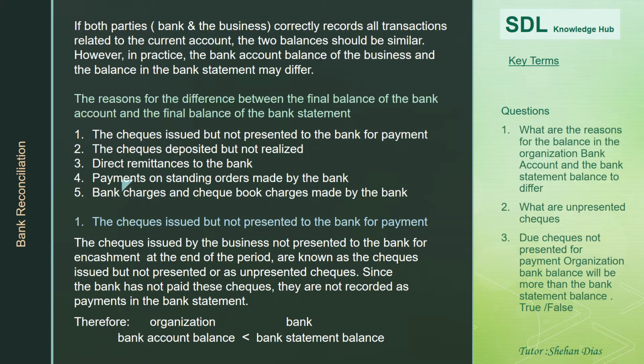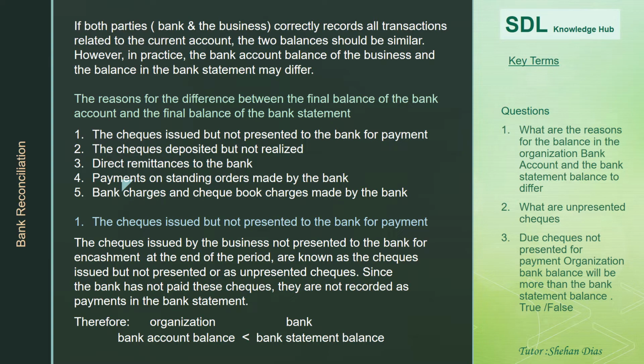Number 1, checks issued but not presented to the bank for payment. Number 2, checks deposited but not realized. Then direct remittances that are coming into the bank. Then the fourth one, payments on standing orders made by the bank. And the last one, bank charges and checkbook charges made by the bank. So these are the reasons for the difference between the bank statement and the organization's bank account balance.